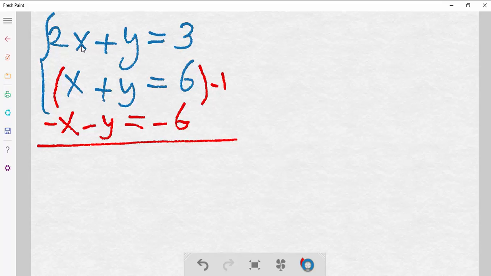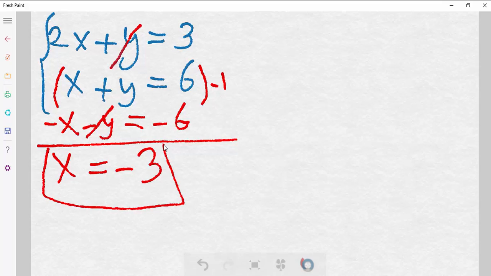So I'll add them. 2x and negative x equals x. You see, y and negative y, they cancel out. That was our plan. And then it's 0. 3 and negative 6 is negative 3. So I found the answer for x by elimination: x equals negative 3.